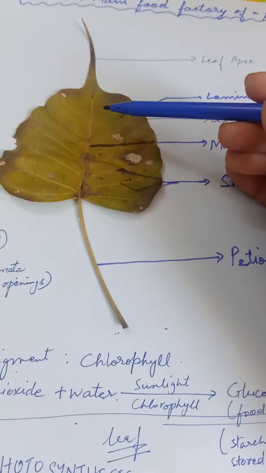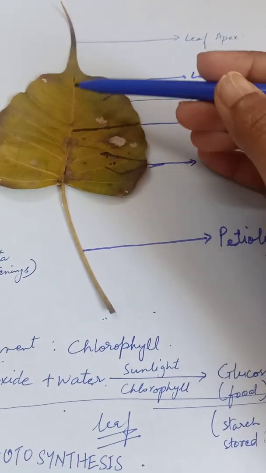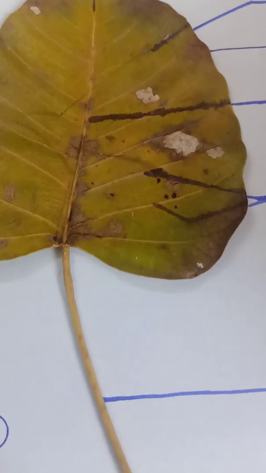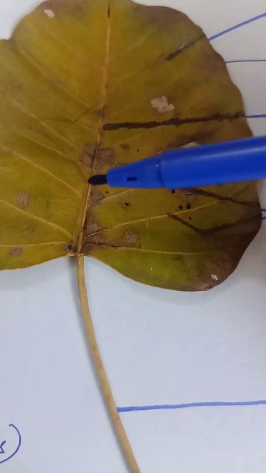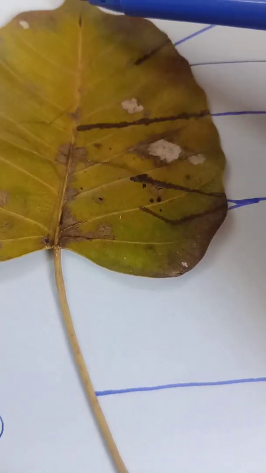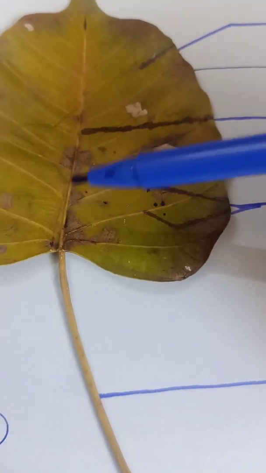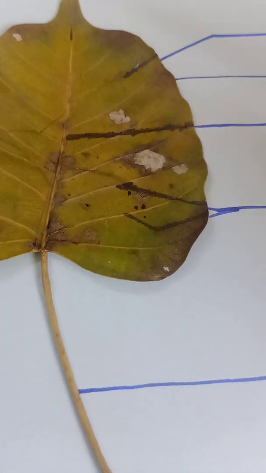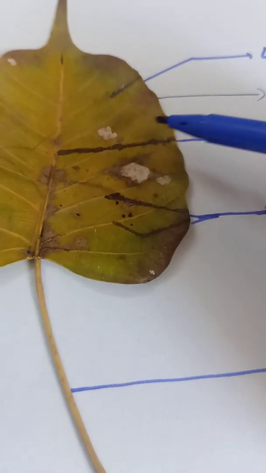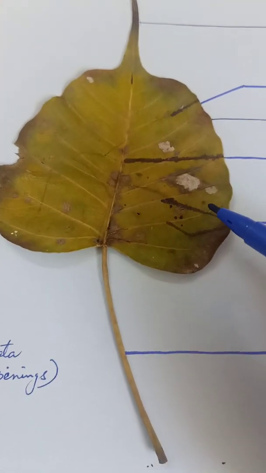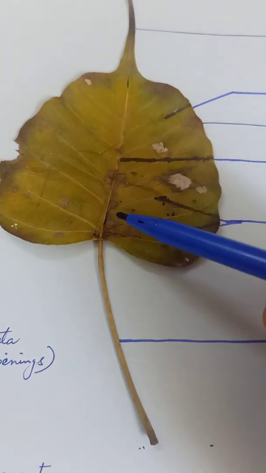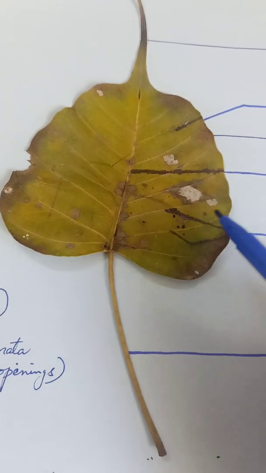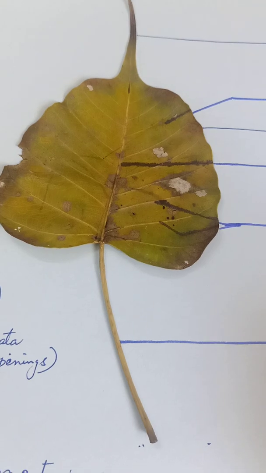Then you can see a network of tube-like structures going throughout this leaf. If you look closely, you will find a number of tube-like structures. One is going longitudinally just at the center, others are going sideways. Yes, you can see that. These are known as veins. The one going through the middle is known as the main vein or midrib, and the ones going through the sides are known as side veins.